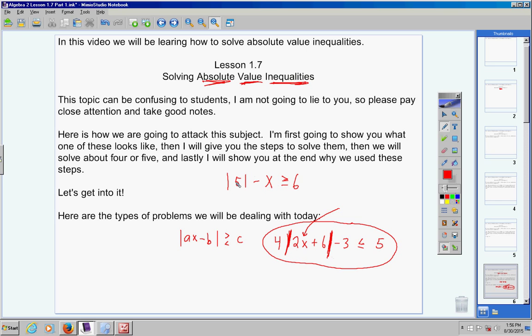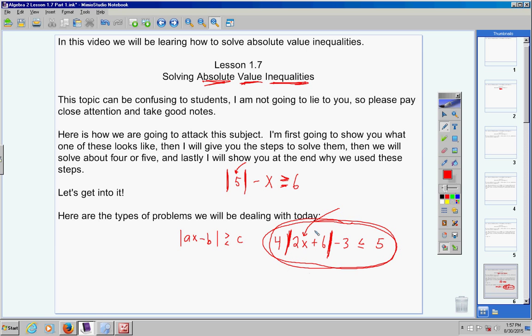I mean, look at this problem here. Do we have an absolute value? Yes. Do we have an inequality symbol? Yes. So why is this not an absolute value inequality? Because there's no x inside your absolute value. Or a variable x, y, or whatever. So in order to have an absolute value inequality, you must have an inequality, and the variable you're solving for must be inside the absolute value. Okay? So there you go. They will look something like this.